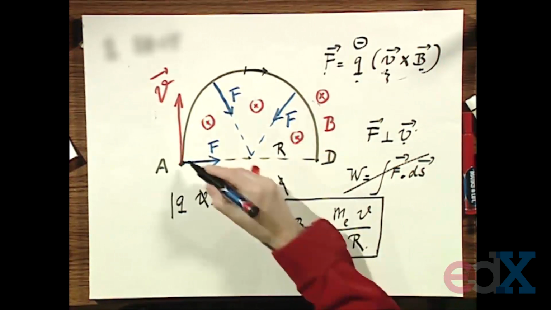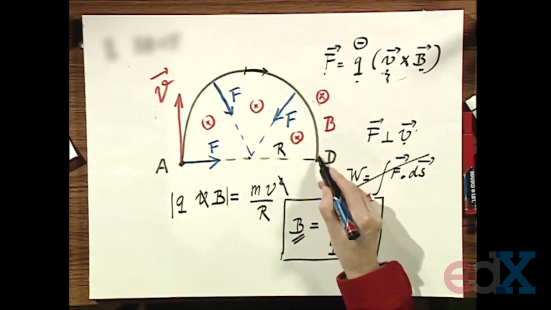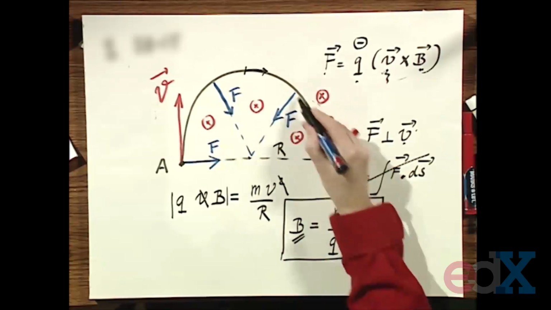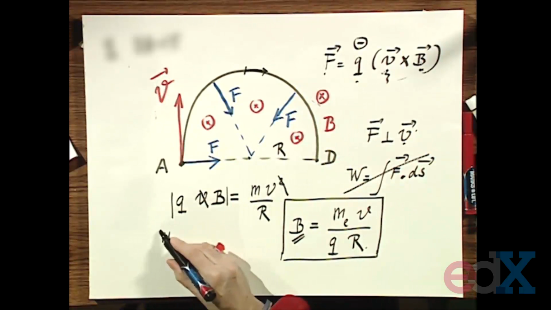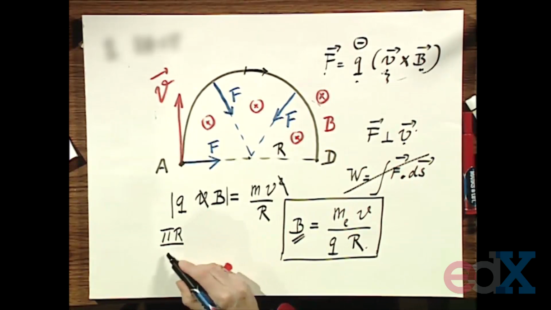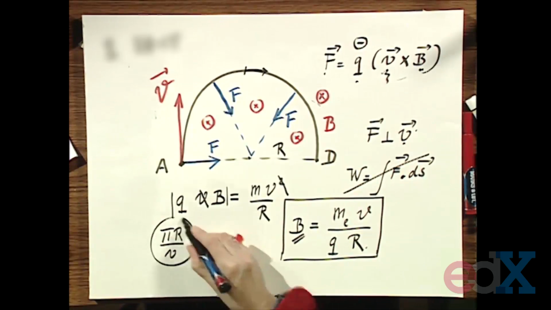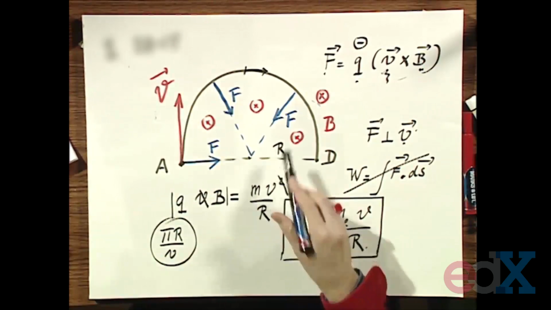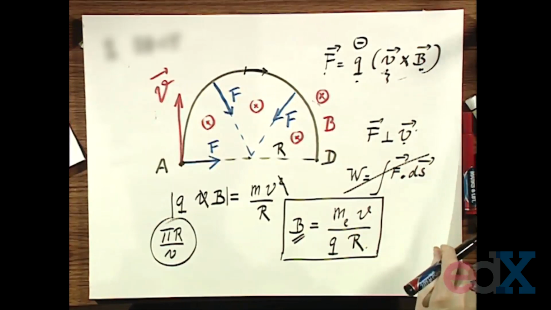The time for half a circle, the time to go from A to D, is obviously pi r divided by that velocity. So I don't think that that could be a problem at all.